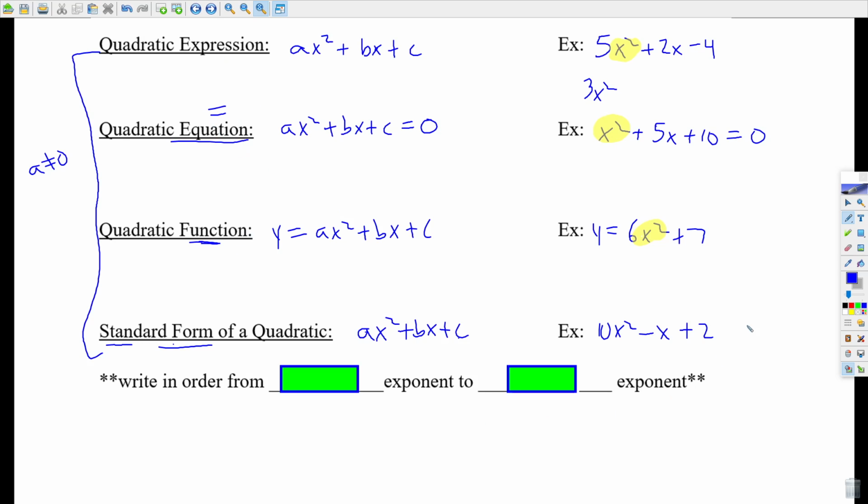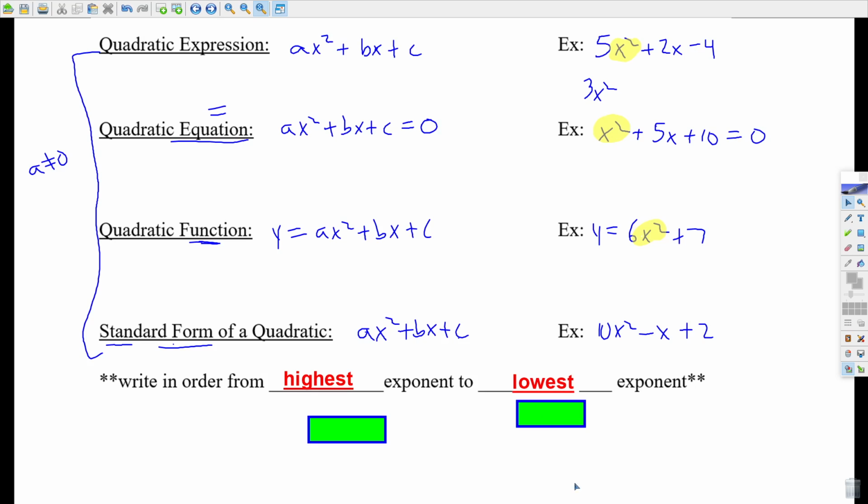or function or expression. So when we do these, we might see them in different ways, where the x might be first rather than the x squared, or the number might come first. You have to write these in order from highest exponent to the lowest exponent, which is what I've been doing. So if you look at these, x squared comes first, then x to the first power, and then there's no x. Technically, this is x to the 0 power, but I'm not going to get into that. So it has to be written from highest to lowest.